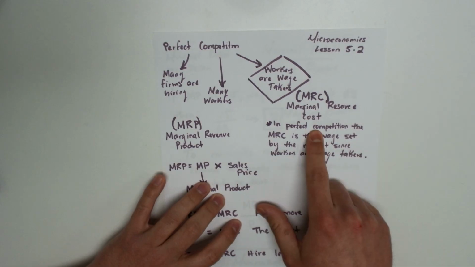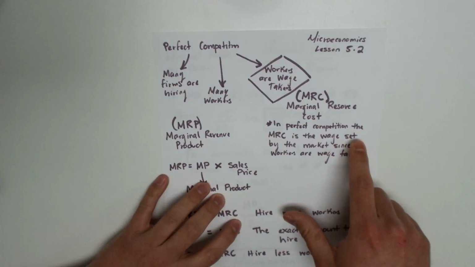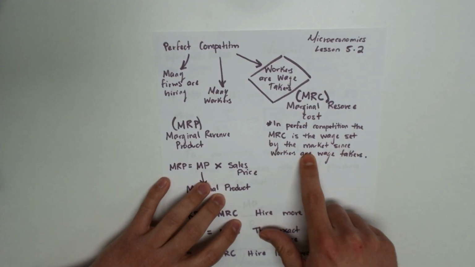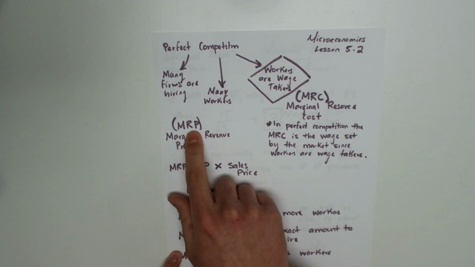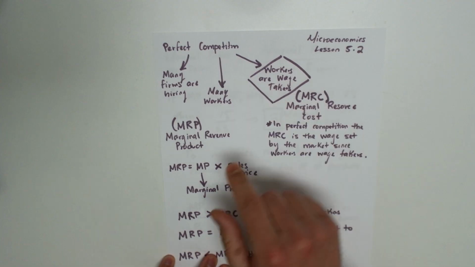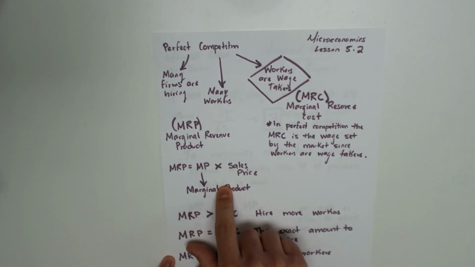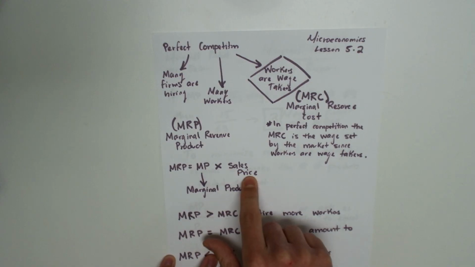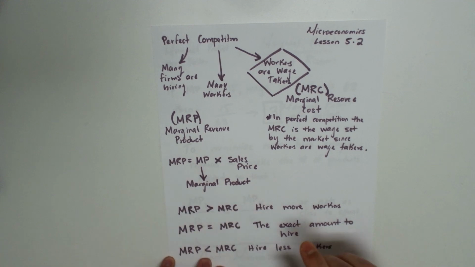So in perfect competition, the MRC, marginal resource cost, is the wage set by the market, since workers are wage takers. The marginal revenue product, or MRP, is the additional value that the worker produces. So it's going to be the marginal product, or the additional product that they're producing, times the sales price of that item. And that gives you the marginal revenue product.